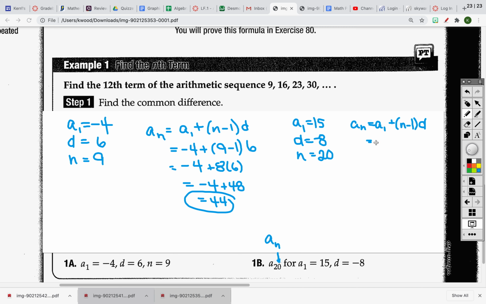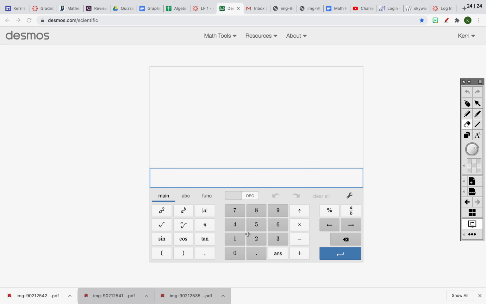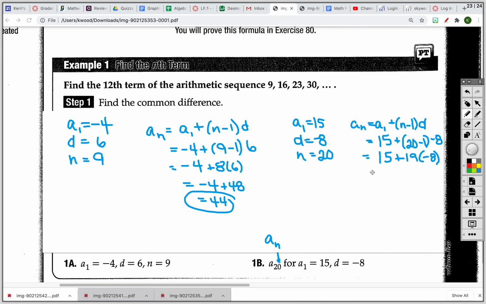Plug in your numbers. 15 plus n is 20 minus 1 and d is negative 8. That becomes 15 plus 19 times negative 8. Please use Desmos if you don't know the answer to that. I don't know what 19 times negative 8 is. 19 times negative 8 is a negative 152. So it's 15 plus a negative 152.